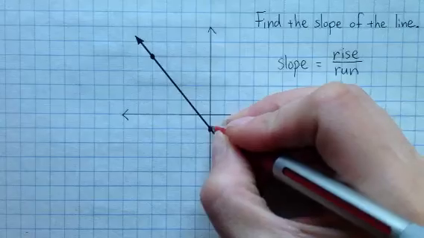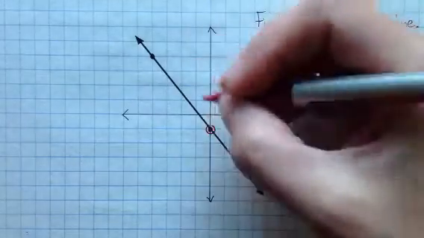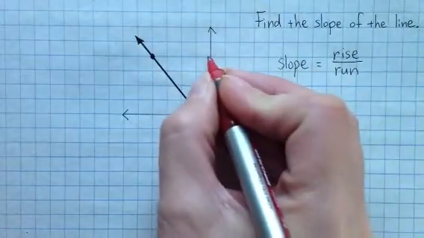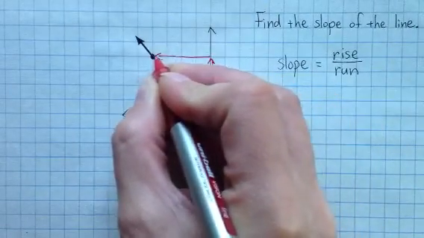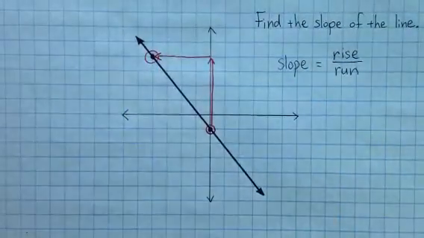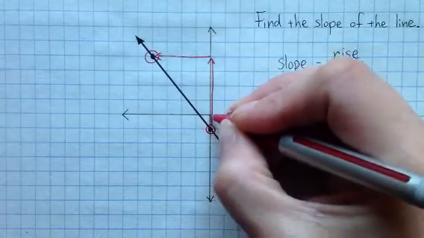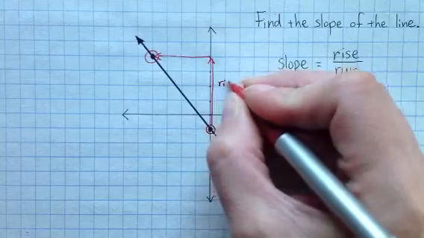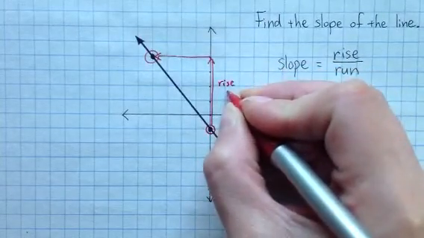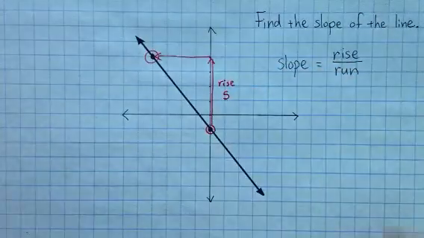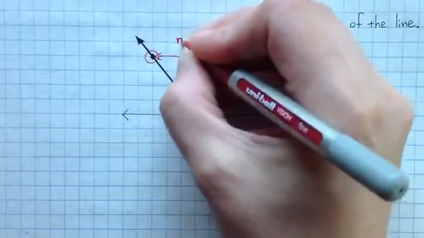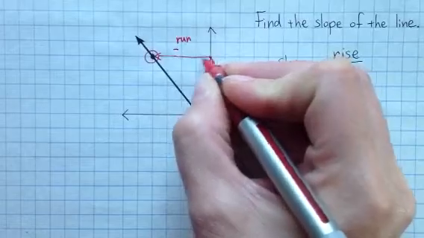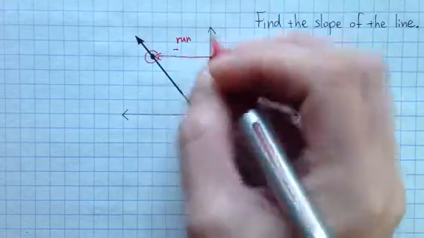Okay, so I'm going to start at the lower point because I like to physically rise when I say rise. And I'm going to count out the rise, and then I'm going to count out the run to get me to the second point. Okay, so the rise is 1, 2, 3, 4, 5. So I'm going to rise or go up positive 5. And then I'm going to run, and remember I'm going to the left, so it's going to be negative. I'm going to run 1, 2, 3, 4.